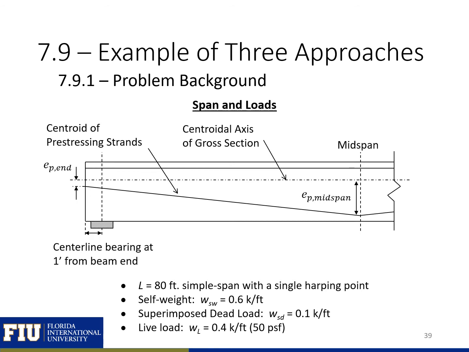The beam in this example uses harped strands with a single harping point in the middle. So we'll have a different eccentricity of the strands at midspan than at the end. So we'll need to calculate the eccentricity of the strands at any section where we want to calculate our stresses. You can see also some of our information on our loads. We have our self-weight load, we have our span length of 80 feet, and we have our live load here and superimposed dead load.